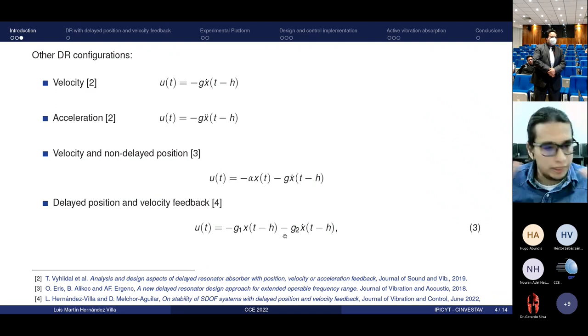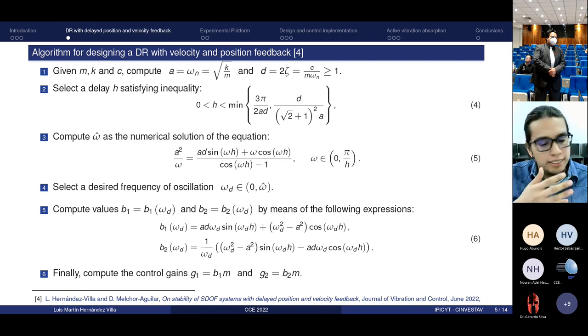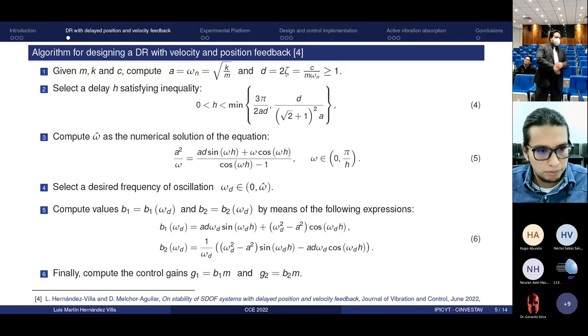We first characterized the complete stability region for these gains, given any delay. After that, we propose this algorithm for designing a DR, and in this case the delay must satisfy this inequality. The main idea in the DR is to use the delay as a control parameter. Using this delay helps you have more degrees of freedom when designing this type of vibration absorbers.